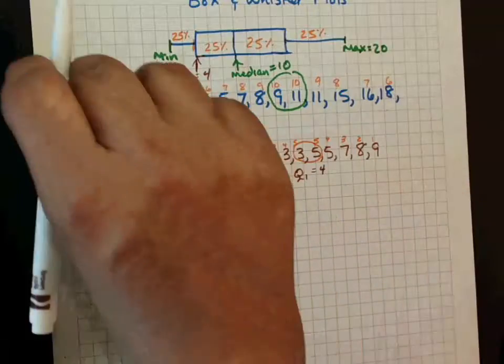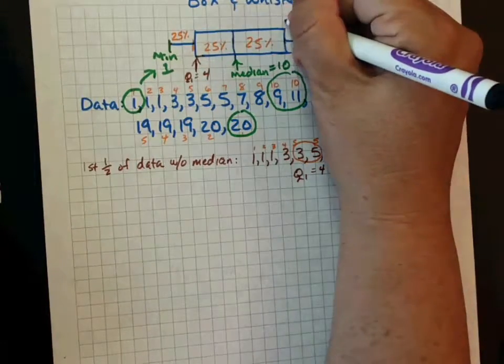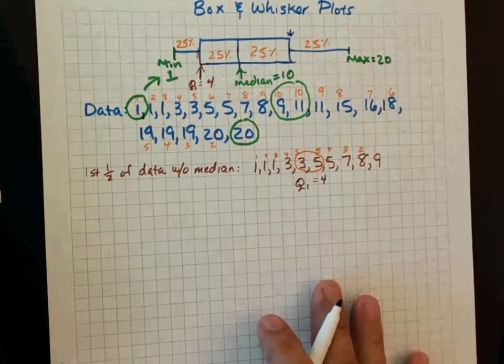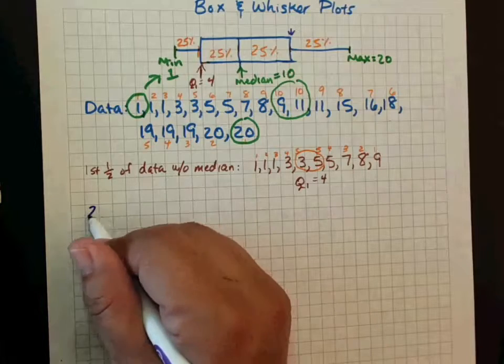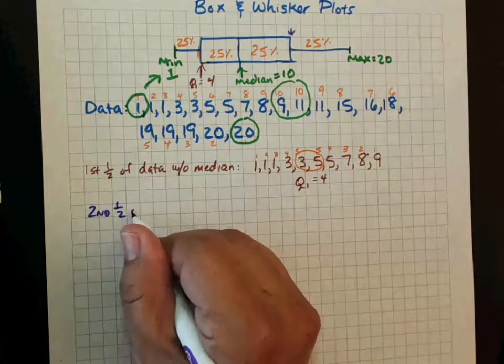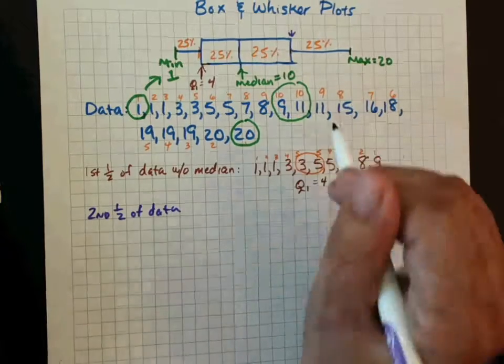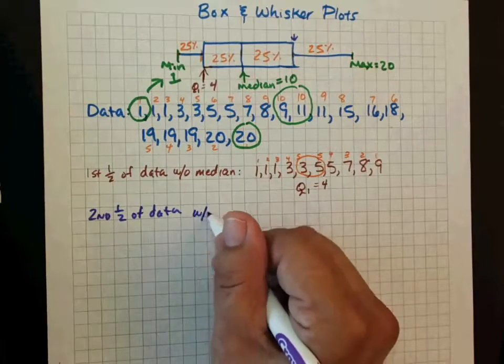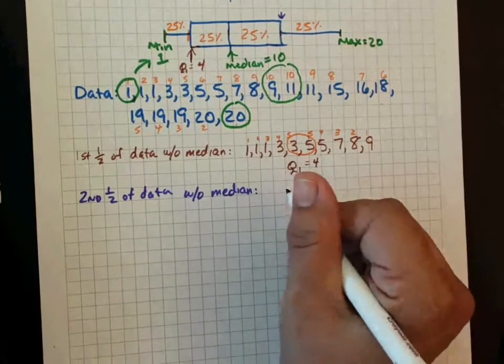So that probably gives you a clue as to how we're going to look at the next number. This number right here, what is that? Well, let's go ahead and take the second half of data without the median. So if I did have an extra point, like a 10 right in there, or even an 11, I would leave it out. So my second half starts at 11.